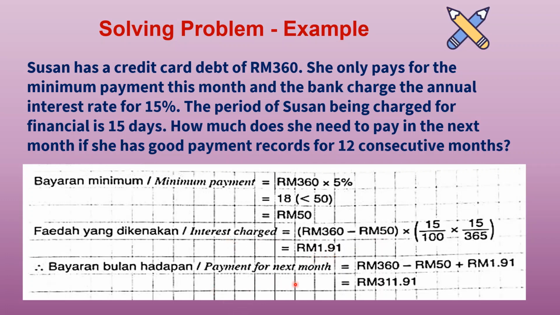So the payment for the next month is the latest balance, now 360 minus 50, which is 310, and then you add the interest charge, RM1.91. So the total is RM311.91.